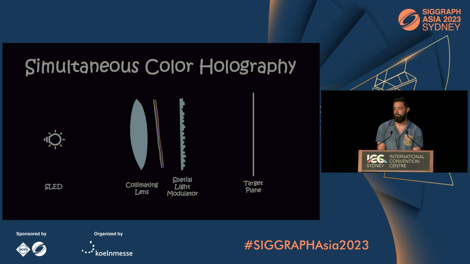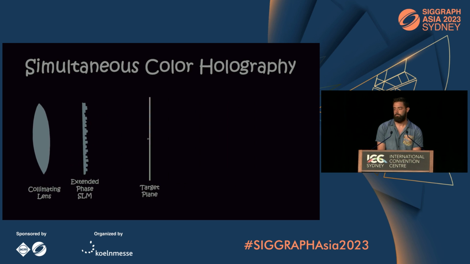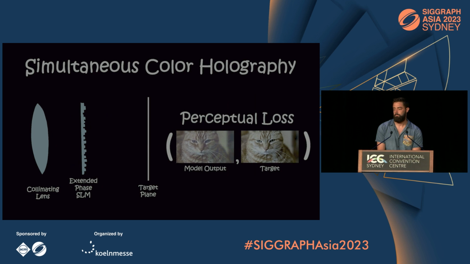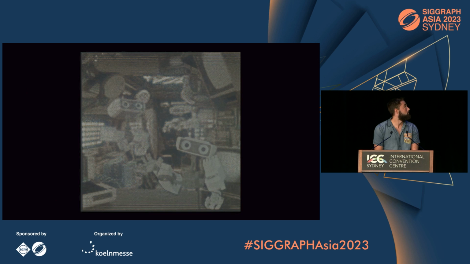We propose a simultaneous color holographic display to eliminate these artifacts. Our proposed method introduces no additional optical elements. Rather, it relies on an extended phase SLM and a perceptual loss function to solve the now ill-posed SLM optimization problem. Our method enables the display of both 2D images and 3D scenes from a single RGB illumination. Come join our talk to hear more about this.